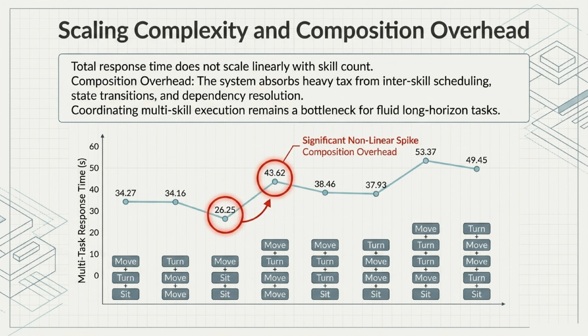We also hit some bottlenecks when scaling complexity. If you look at multitask response times, you'll notice a significant nonlinear spike. Total response time does not scale linearly with the skill count because the system absorbs a heavy tax from inter-skill scheduling, state transitions, and resolving dependencies. Coordinating multi-skill execution is currently our main bottleneck for smooth, long-horizon tasks.